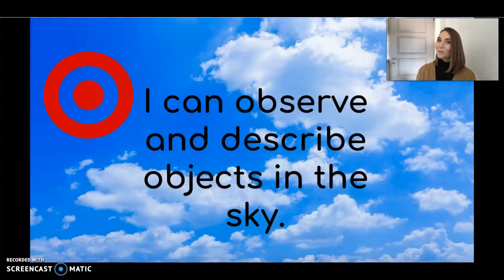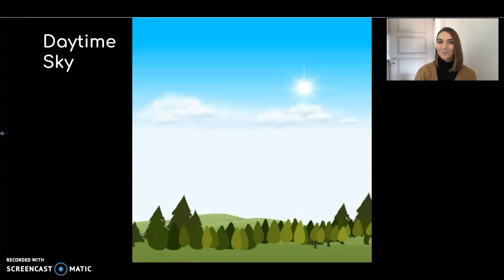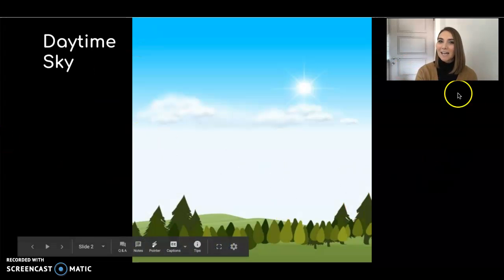Our target skill for today is I can observe and describe objects in the sky. Let's take a closer look. This is a picture of a daytime sky. What are some things that you see in this image?